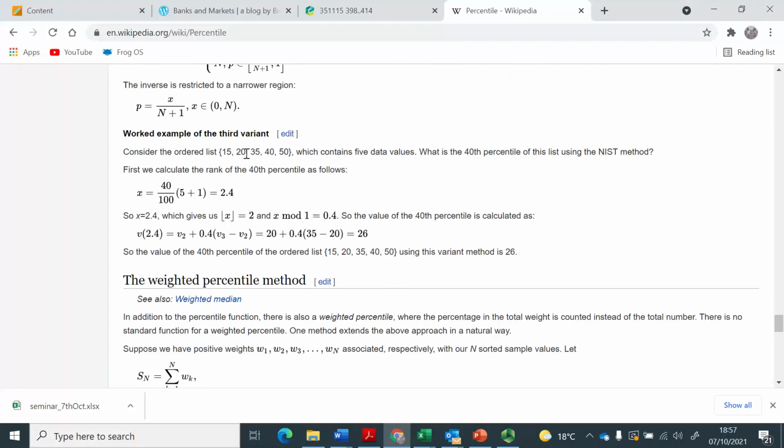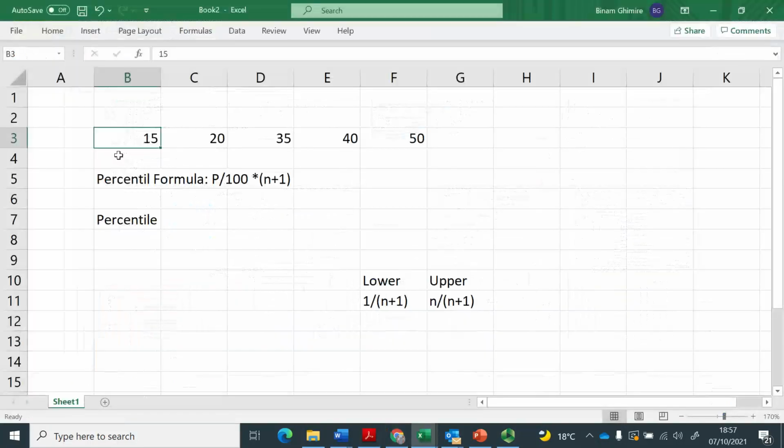So these numbers 15, 20, 35, 40, and 50. These are the numbers, and the good thing is the numbers are already organized in order. If it were like 35 here and 20 here, you would organize them like 20 first, then 35. So in terms of ranking, we can quickly give these 1, 2, 3, 4, 5 here because they are already organized in ascending order.